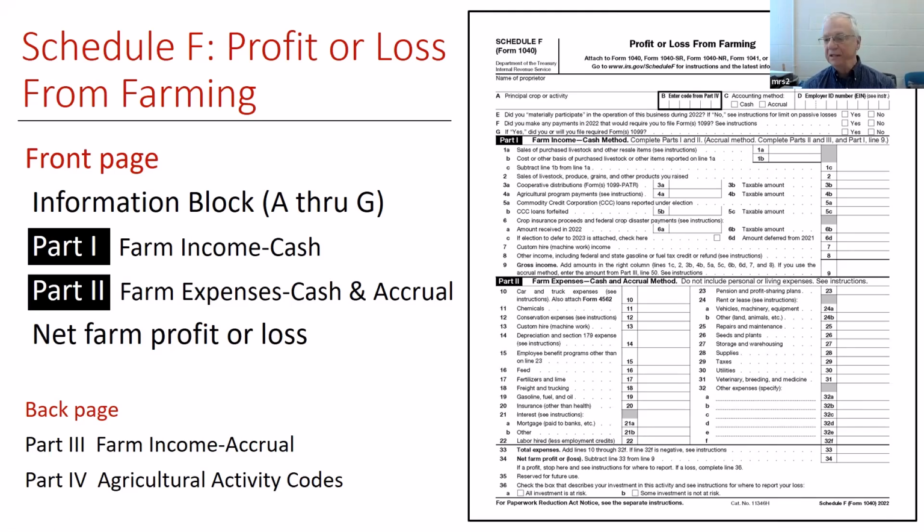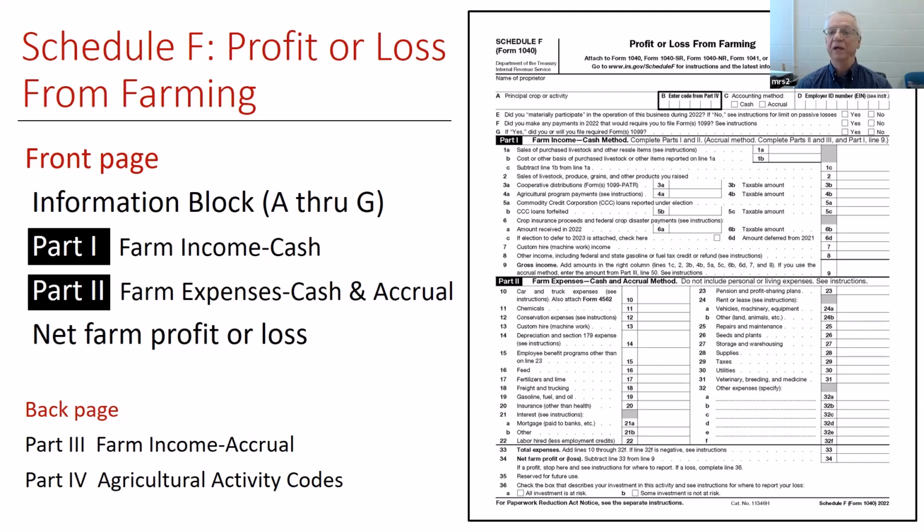On the back of the page, there's information for inventories of crops and livestock products and other types of things to convert cash income to accrual. So if you decide to use the accrual method of accounting, then you'll have to fill out Part 3. Part 4 is just a list of agricultural activity codes, which you have to look at once.